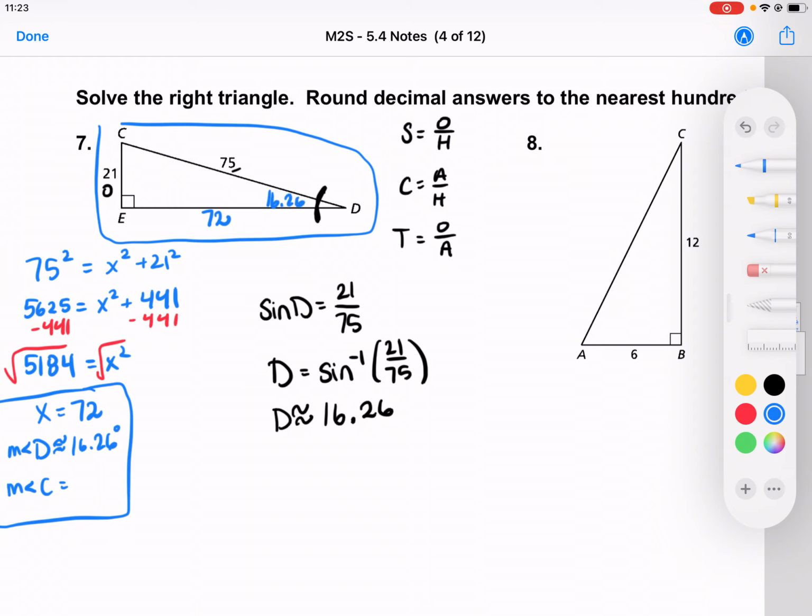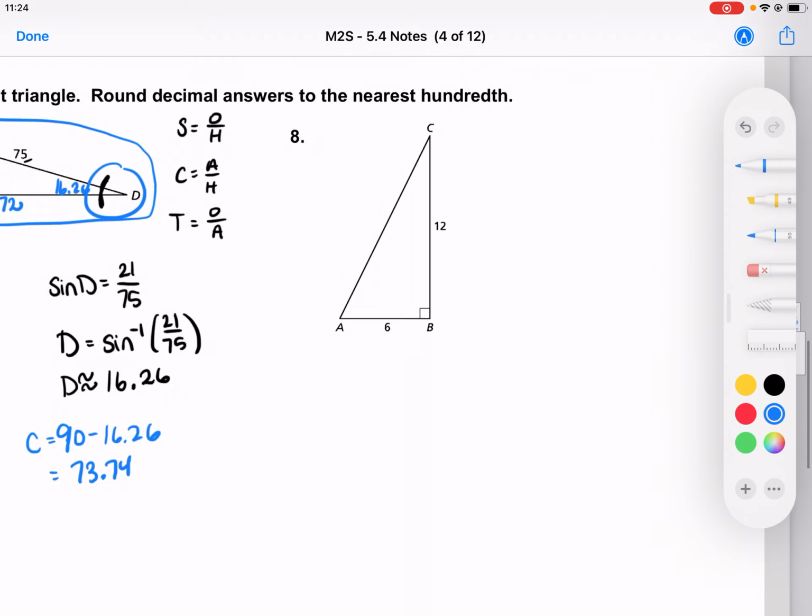Once I have at least one of the two acute angles, that means we can actually find the third one easily. Because remember, all three angles of a triangle add up to 180. So you could either do 180 minus 90 minus 16.26, or you could find C by just doing 90 minus 16.26. Because C and D should add up to 90. And if we just do 90 minus 16.26, you get 73.74 degrees. And there would be your answer.